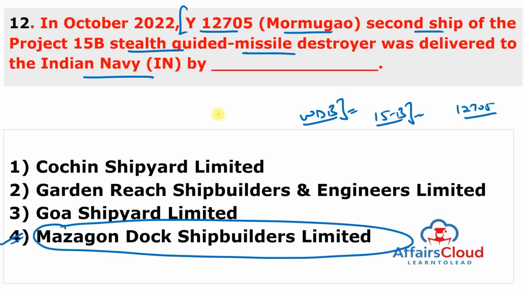And the ship was launched in the year 2016, and the total displacement of this ship is almost 7,400 tons, and the maximum speed is 30 knots.